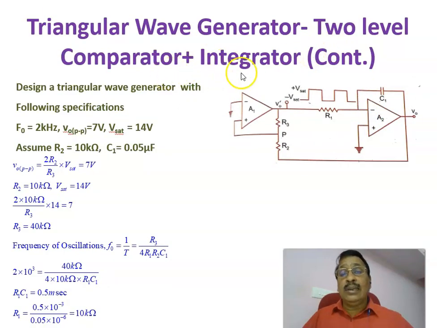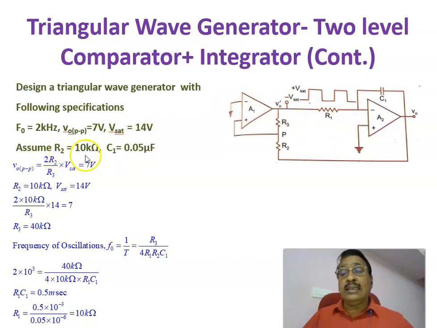Continuing with the two-level comparator integrator, we discuss a problem: design a triangular wave generator with the following specifications. What all things are given? Required output frequency equal to 2 kilohertz. We want a 2 kilohertz output triangular signal, with V0 peak to peak equal to 7 volts, meaning plus 3.5 to minus 3.5. And VSAT is equal to 14 volts.